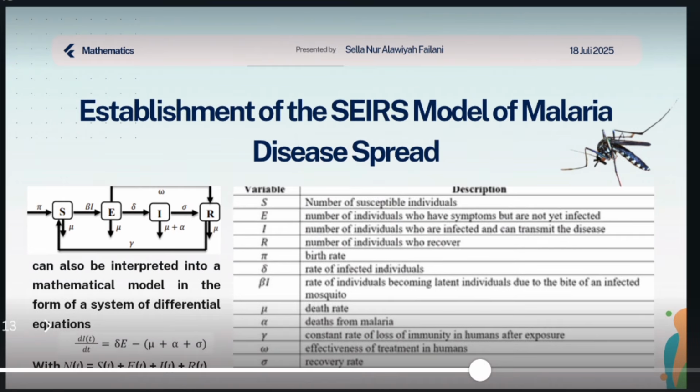This picture represents the SEIR model of malaria disease spread. This picture can also be interpreted into a mathematical model in the form of a system of differential equations. Here is the equation. And here are the variables and descriptions.